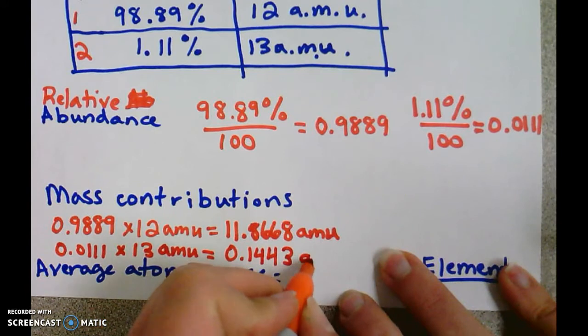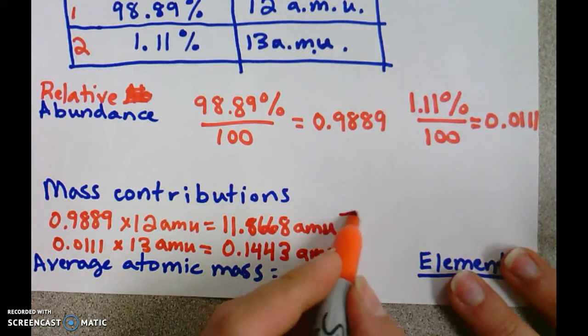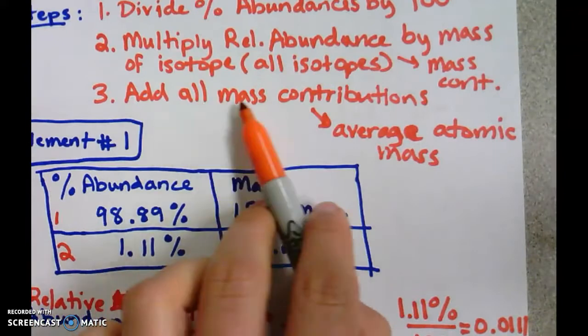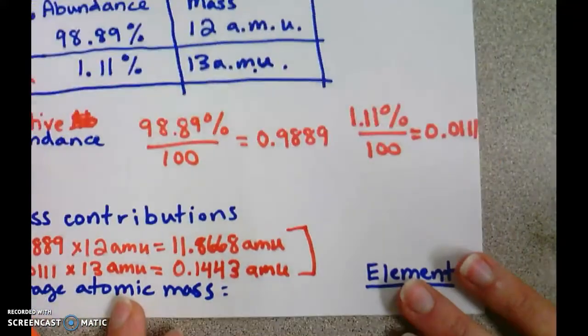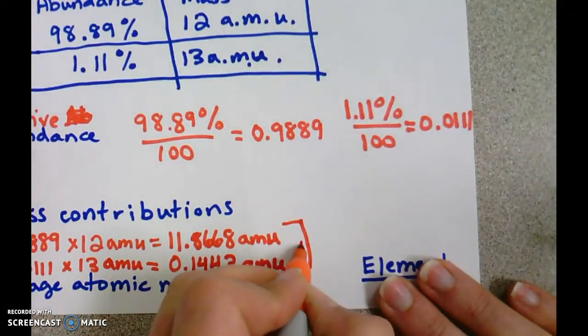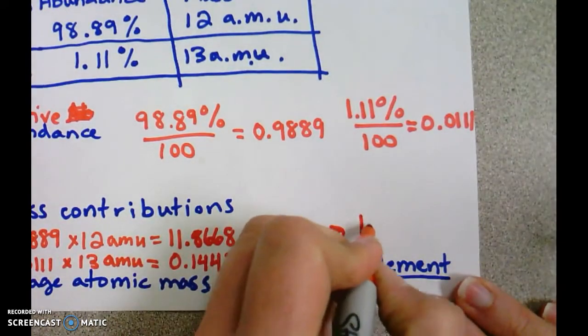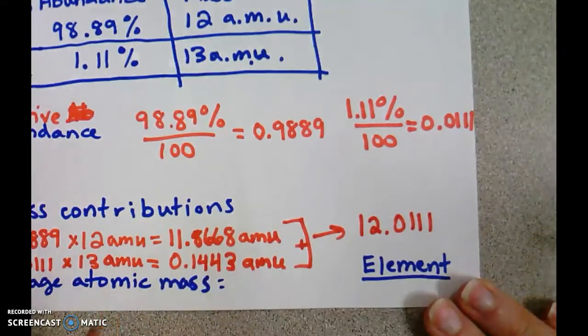0.1443 AMU. To get the average atomic mass, all you have to do is add up your mass contributions, like it said up here in step 3. Add all mass contributions, and that gives you your average atomic mass. So if I add these two together, I get 12.0111 AMU.